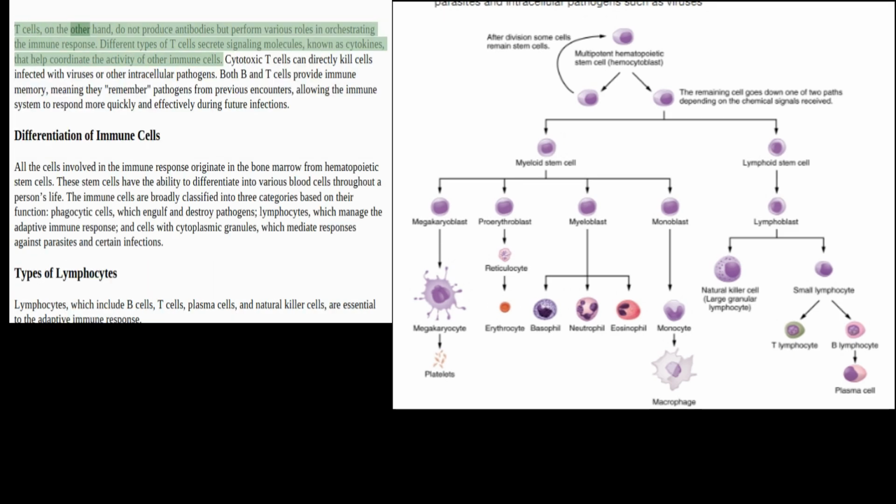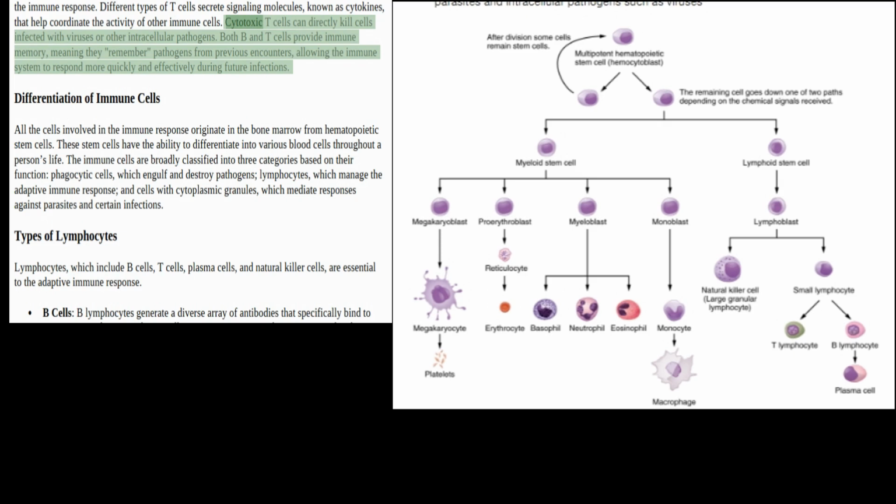T cells, on the other hand, do not produce antibodies but perform various roles in orchestrating the immune response. Different types of T cells secrete signaling molecules, known as cytokines, that help coordinate the activity of other immune cells. Cytotoxic T cells can directly kill cells infected with viruses or other intracellular pathogens. Both B and T cells provide immune memory, meaning they remember pathogens from previous encounters, allowing the immune system to respond more quickly and effectively during future infections.